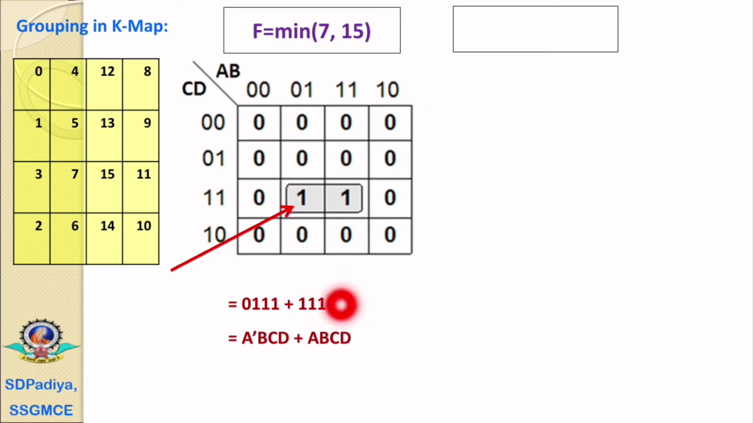Now, among these two, b c d is the same. Therefore, we take it common outside the bracket. Then inside the bracket, there is a dash plus a. A dash plus a is 1, therefore finally it is b c d. We have formed a group of 2 variables, therefore out of these 4, only 1 variable is eliminated.